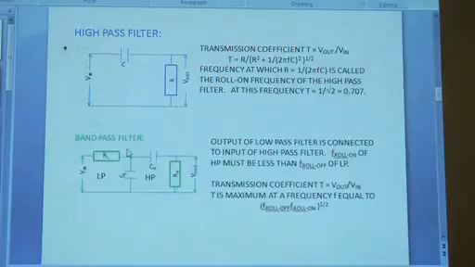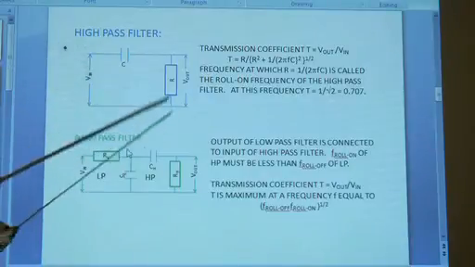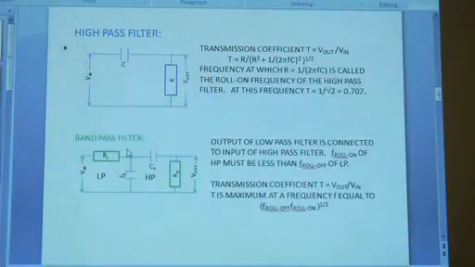The high-pass filter again is a combination of a capacitance and resistance in series, but now the output is taken across the resistance. So the transmission coefficient is resistance by total impedance, which is R by R square plus (1 by 2 pi Fc) square, power half.